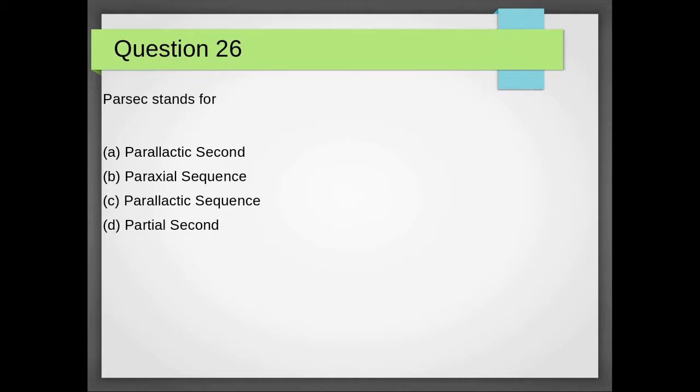So even if you haven't heard of these terms, you can start eliminating the obvious ones. Option D seems very unlikely. Partial second doesn't make sense, because you should remember parsec is a unit to measure extremely large distances which we encounter in the universe. Light year is another unit, astronomical unit is a third unit, and parsec is the largest of them all.